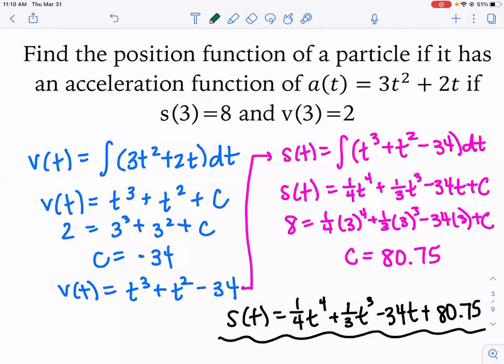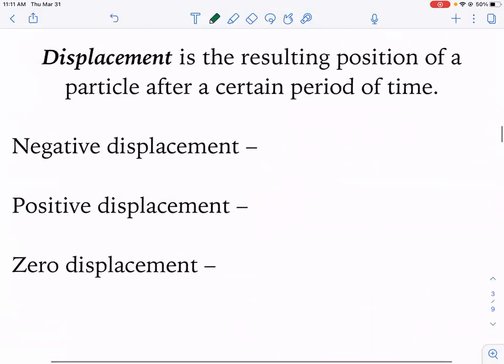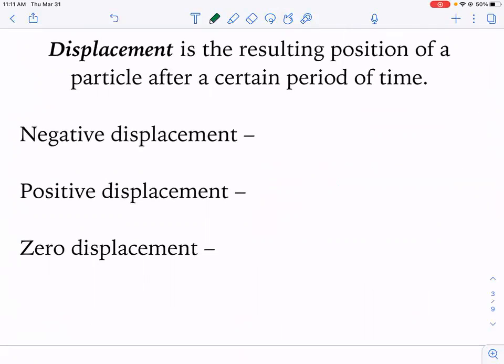Okay, I feel like we all understand what distance traveled means, but what does displacement mean? So if we have a bug going right and then left and then right and then left and stops, displacement refers to what? When the bug stops at a specific time, how far away is the bug from the origin? Okay, so displacement is the resulting position of a particle after a certain period of time.